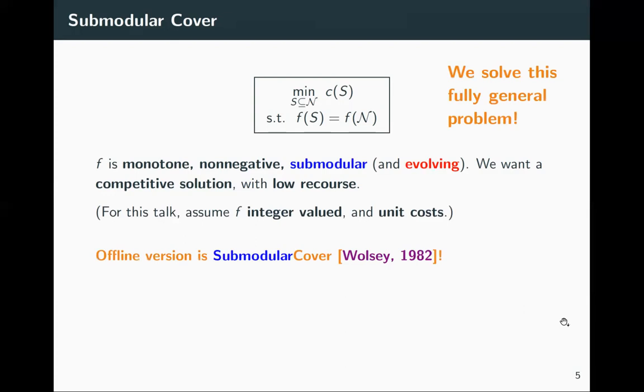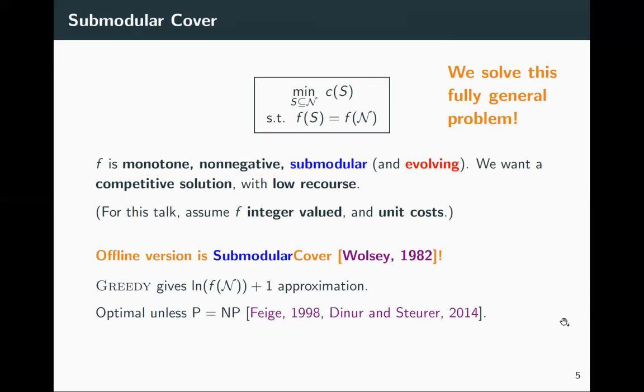It was introduced by Wolsey in 1982, and Wolsey showed that the greedy algorithm that repeatedly selects the remaining element that gives the largest marginal increase in the value of f gives a log of f(N), where N is the ground set, plus 1 approximation to the optimal solution. This is known to be optimal unless P equals NP, so we can't do any better.